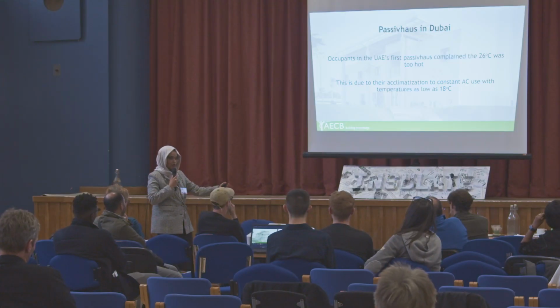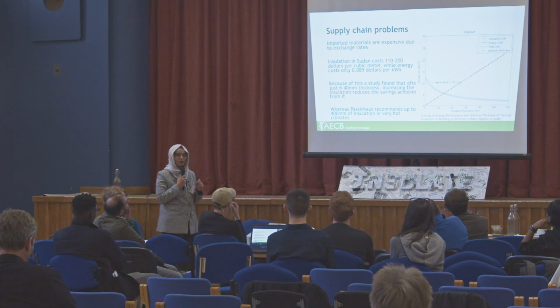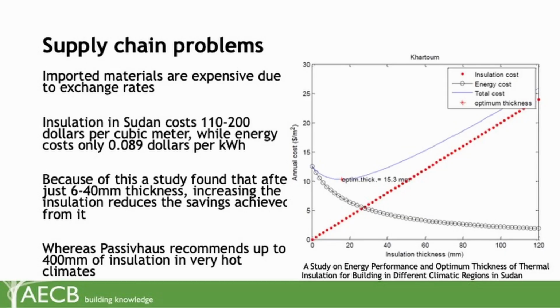So that's a different context to show you that not all cooling climates should be summed up together with a solution that works for all of them. Another very, very big problem is supply chain. So in a lot of these countries, electricity is cheap. And even if it's not cheap, it's a lot cheaper than the imported materials, particularly insulation.